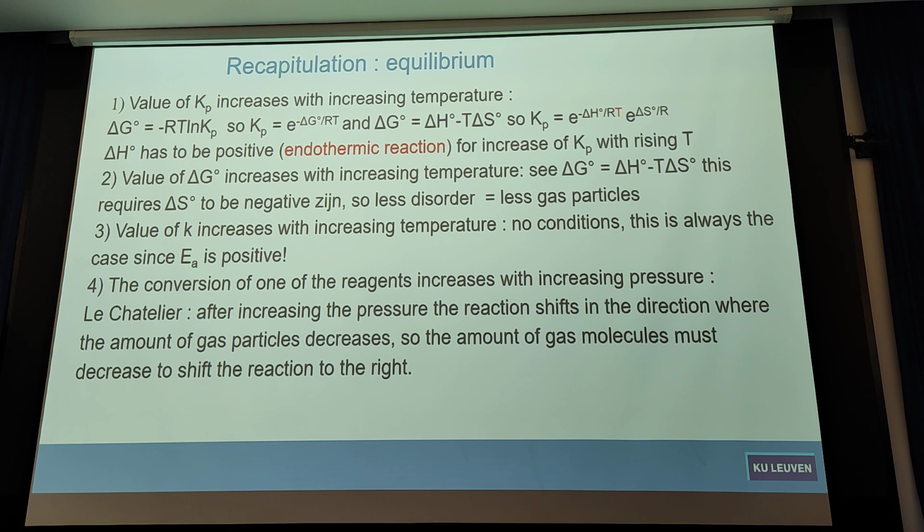Now, the third question, you could say, is a little bit of a tricky question. So it was asked, what about the value of small k, the rate constant? What is needed for it to increase when we increase the temperature? Well, the answer is nothing is needed, because this is always the case. Because we know that activation energy is always positive, therefore there is no other option but for k to rise. How much it rises and how fast, that can depend on the size of the activation energy. But it has to rise in any case.